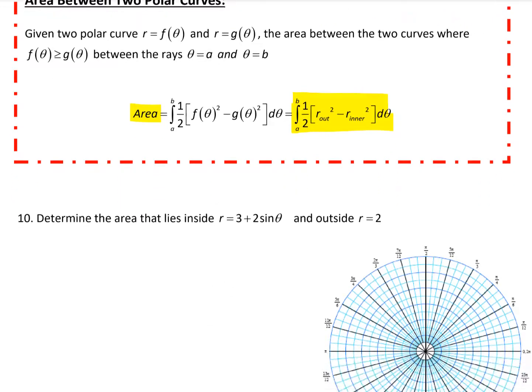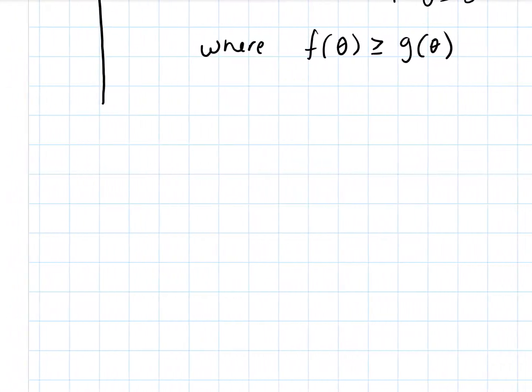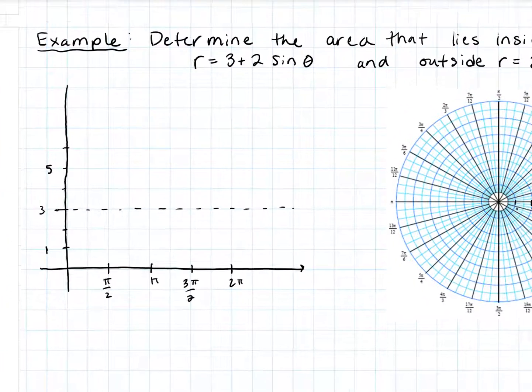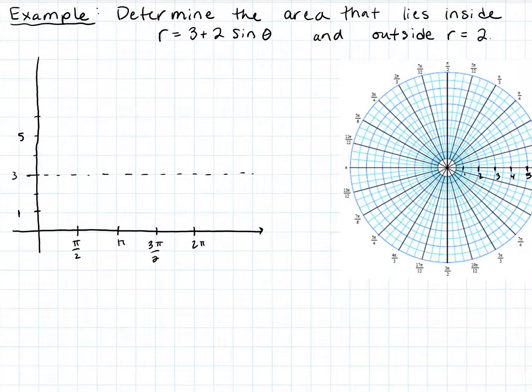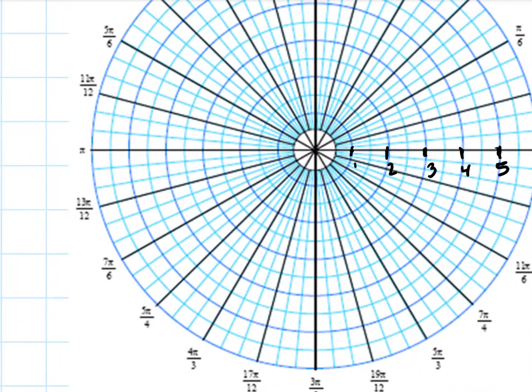Okay, so let's do an example. This is the one I want to do, but I actually set it up over here. So let's get that up on the screen. So let's determine the area that lies inside r equals 3 plus 2 sine of theta, and outside r equals 2. Real quick, r equals 2 is simply a circle where the radius stays fixed. So r equals 2 is just this circle. I'm going to zoom in here so I can get on the actual curve.